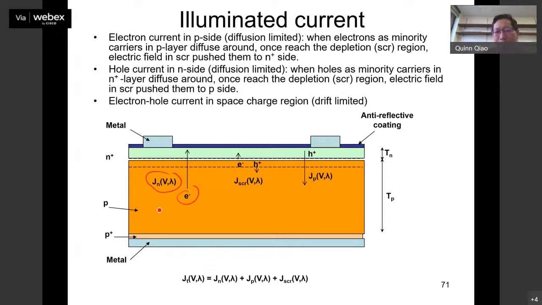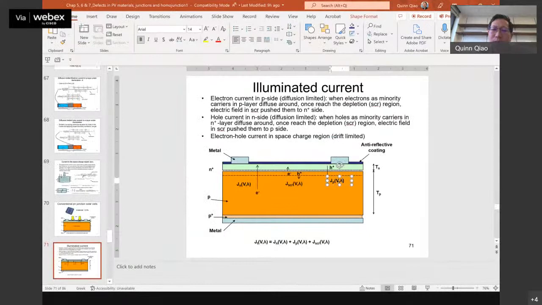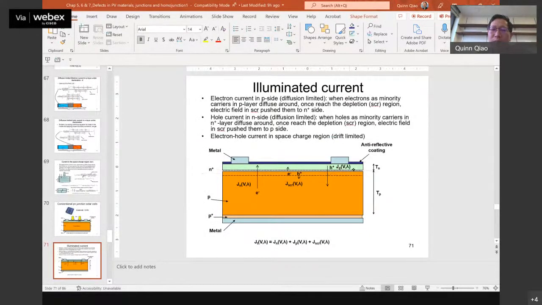And then on the N plus side, you have holes, and the holes try to pass through the whole P layer. Or you can simply see a lot of holes pass through the P layer, because the P layer is highly P-type doped, so it can transport holes easily. So I will move this here, so that what I really mean is the hole transport.